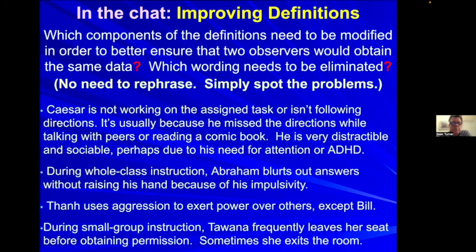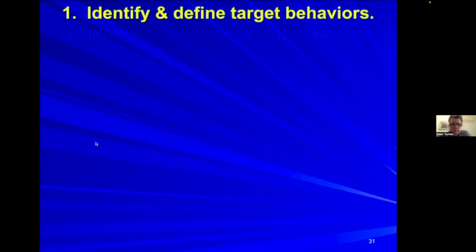So which of the components of the definitions need to be modified in order to better ensure that two observers would obtain the same data? Which wording needs to be eliminated? No need to rephrase, simply spot the problem. So we'll give you a few seconds to, well, oh my gosh.